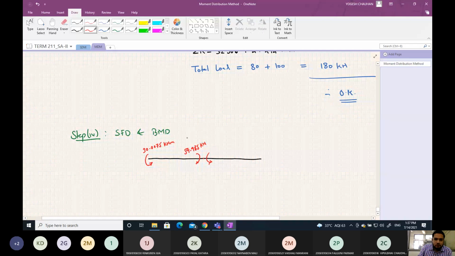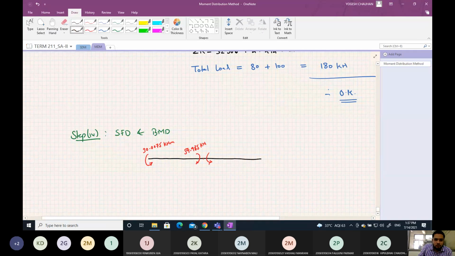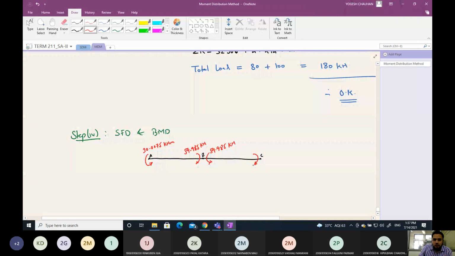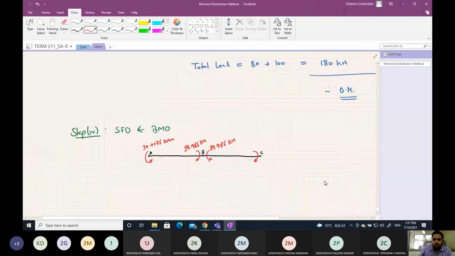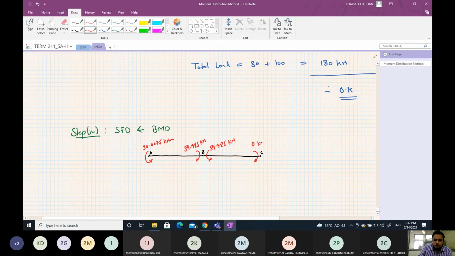And on the right hand side, the moment is negative, which means it is anti-clockwise. This is joint B, this is A and this is C. This moment is also 59.985 kilonewton meter, and the moment here is 0 kilonewton meter.